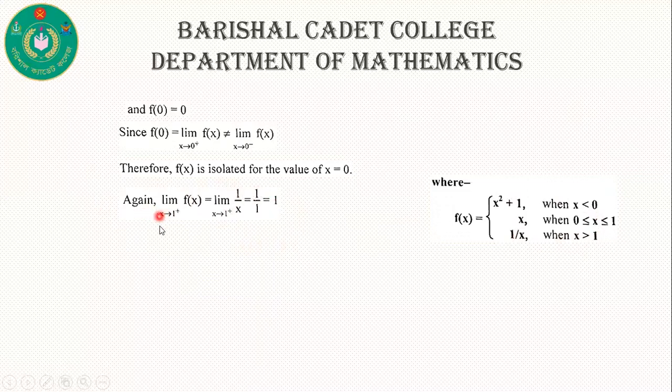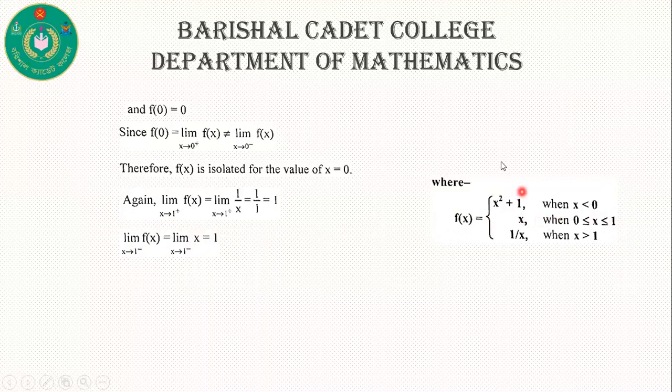Now left hand limit. Left hand limit, f of x, x tends to 1 minus, that means the value of x less than 1, x less than or equal to 1 here. That's why we can write f of x is equal to x here. Putting the value of x here, we can write 1.